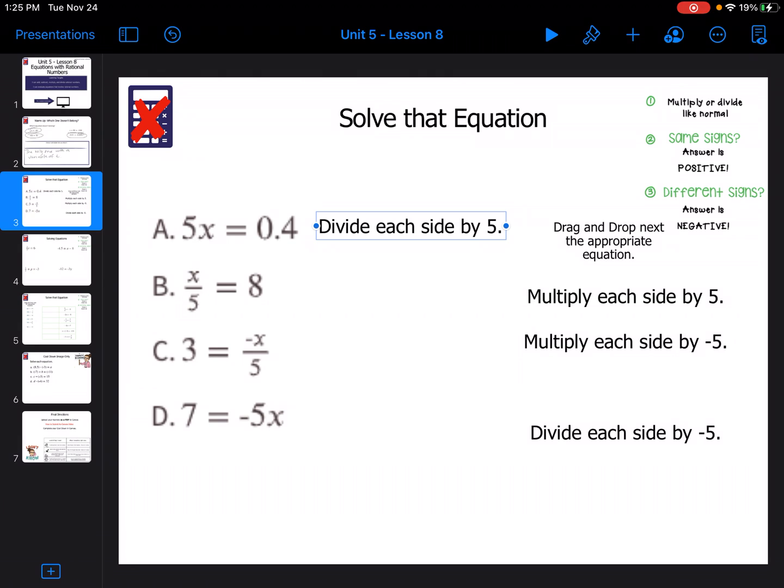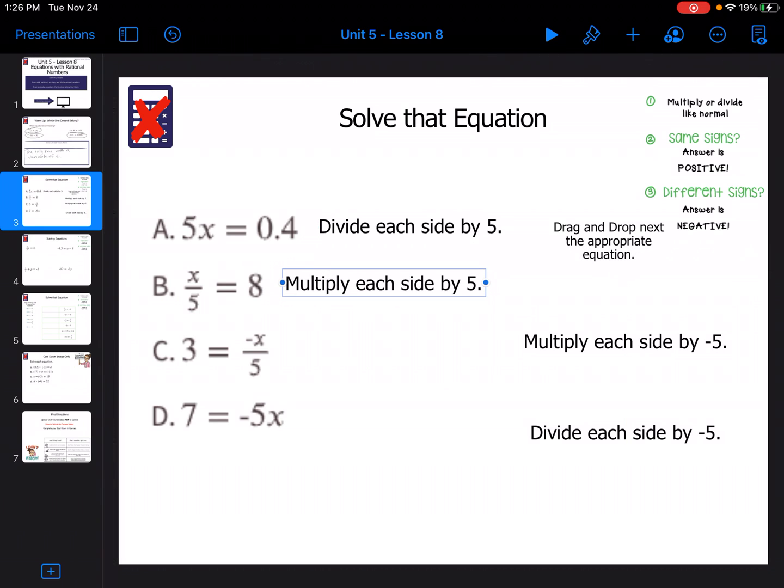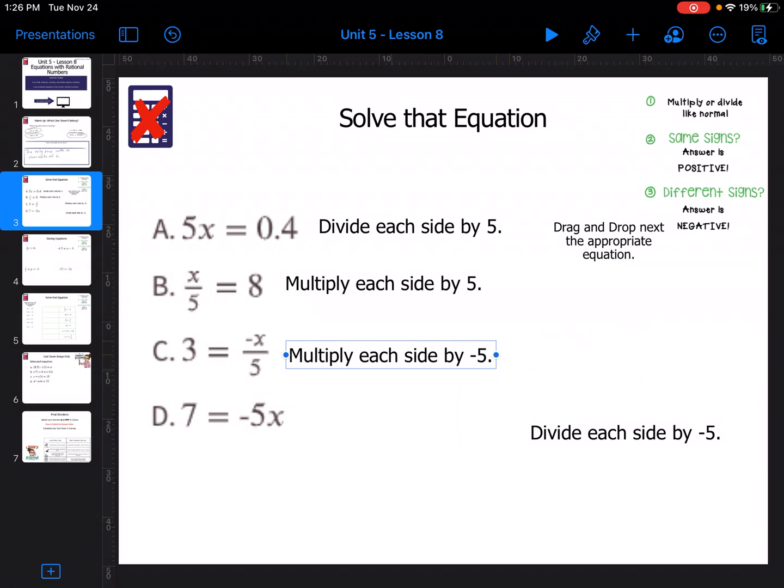B says x divided by 5 is equal to 8. So if I want to undo the division, I'm going to multiply each side by 5. Not by negative 5 because that's currently a positive 5. Okay, so now it says, and this is where it gets a little tricky, we're dividing by negative x divided by 5. Now that negative sign can be applied to the 5 or the x. So because we're dividing, we're going to multiply each side by negative 5. That leaves my x with a positive value.